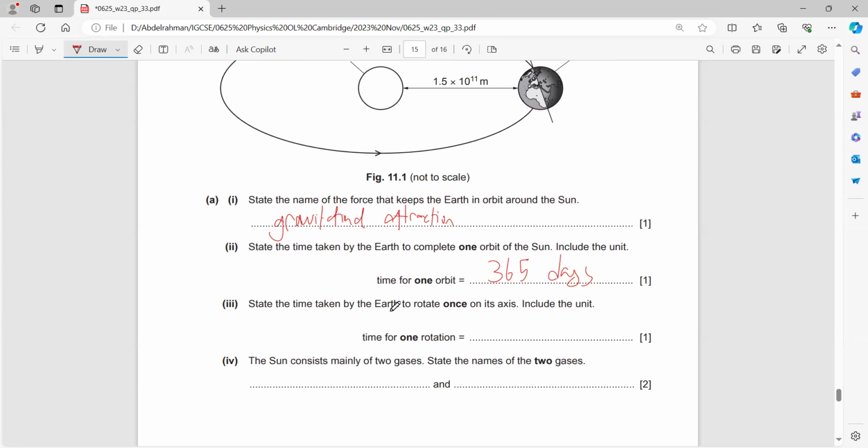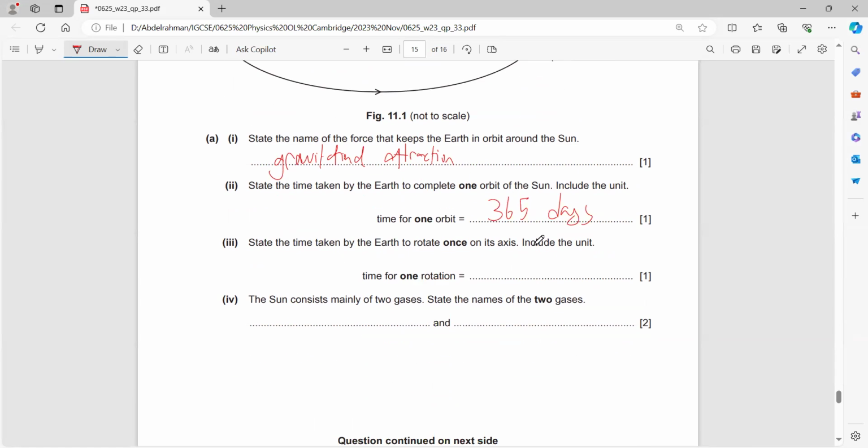State the time taken by the Earth to rotate once around its own axis. Around its own axis, it is 24 hours. Very easy. 24 hours, it keeps on rotating about its own axis.